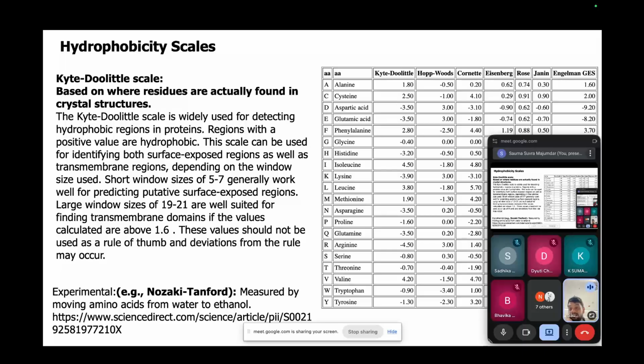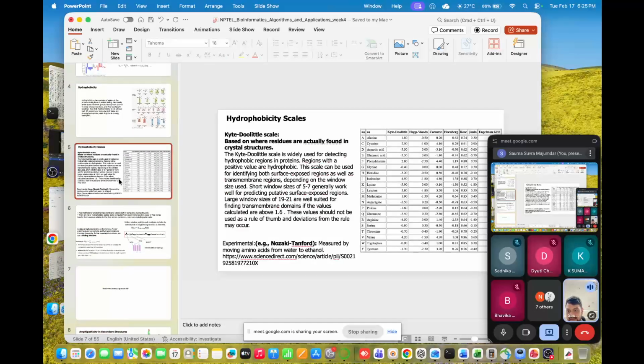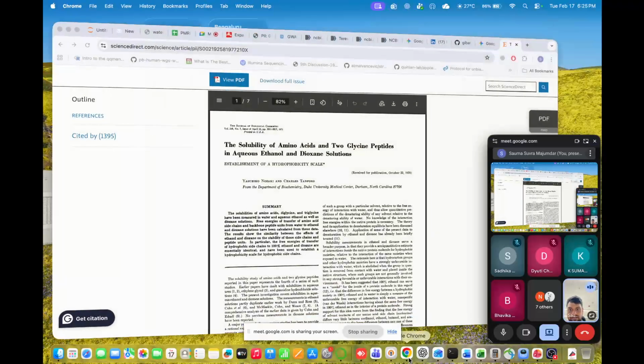But generally, the idea is that you have a score like this, which can tell you relatively, and this is again a relative score, how much hydrophobic or not hydrophobic a particular amino acid is. So this is the set of Kyte-Doolittle scores. There are other scores as well. I'm not going to go into this, but I'm just going to give you the link to this.